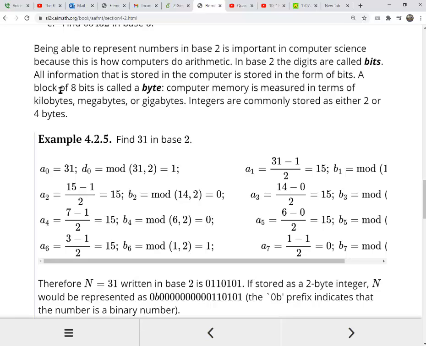Okay, so we have this. We can have kilobytes, megabytes, or gigabytes. A kilobyte is 1,000 bytes. A megabyte is 1,000,000 bytes. Gigabytes is 1,000,000,000 bytes. Okay. Now, integers are commonly stored as either 2 or 4 bytes.